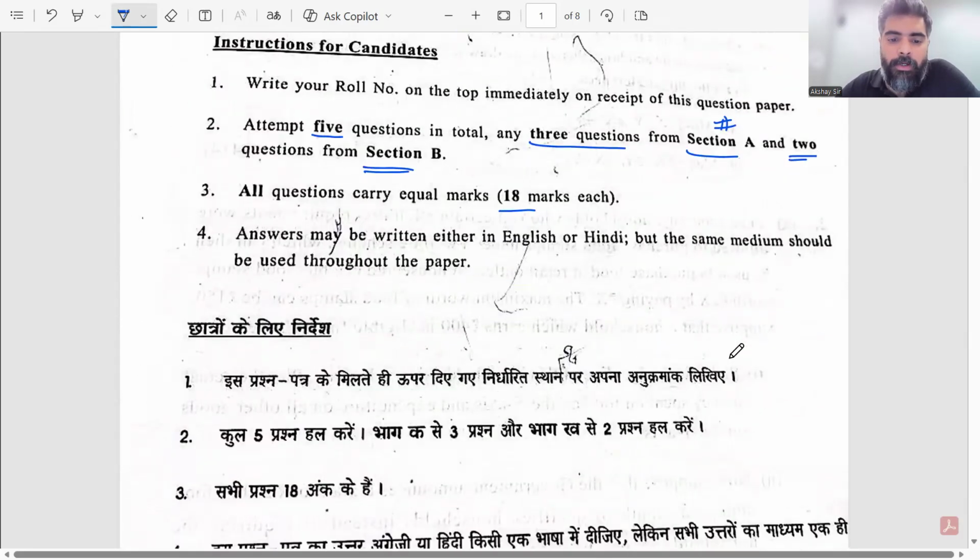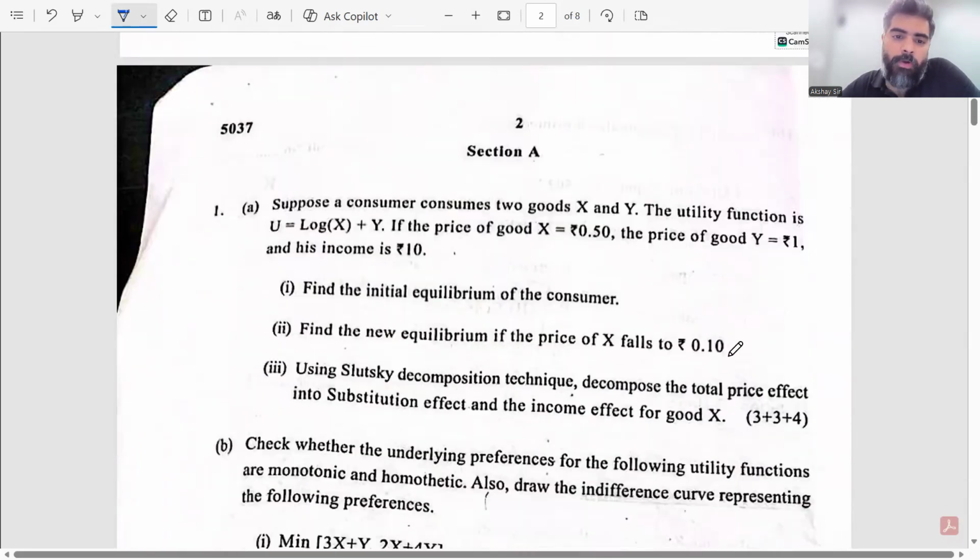Okay, so in this online lecture, I'm going to start off from the discussion of problems from section A. And in this lecture, we are going to solve question 1, part A, which is a question based on the Slutsky decomposition of substitution effects and income effects, which I have covered in quite depth in my intermediate microeconomics course.